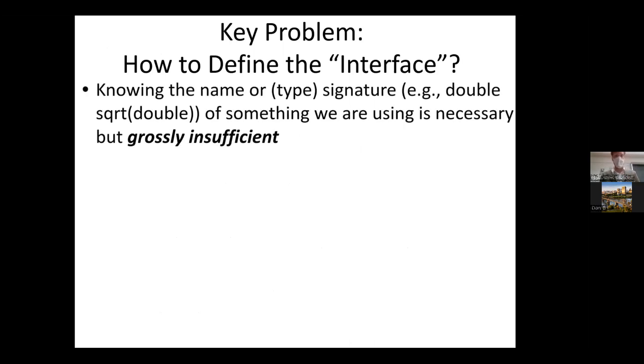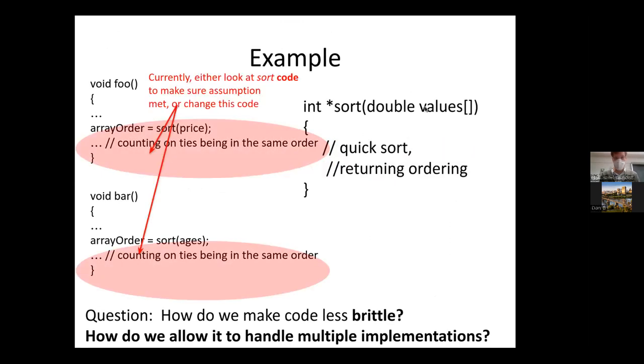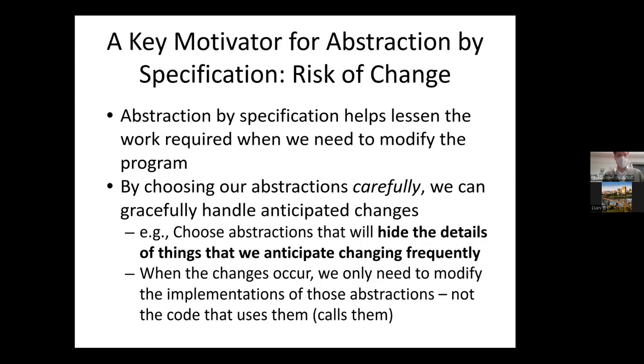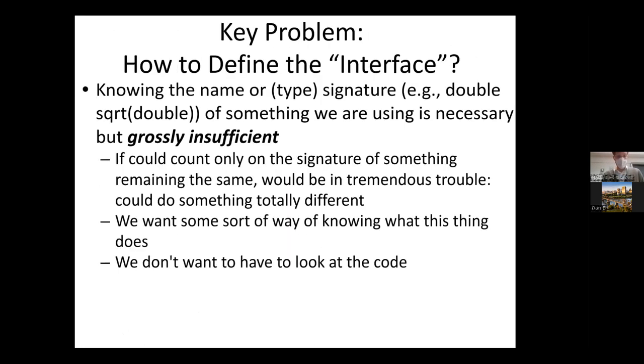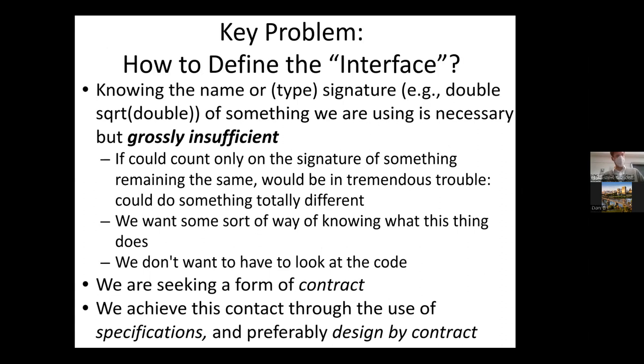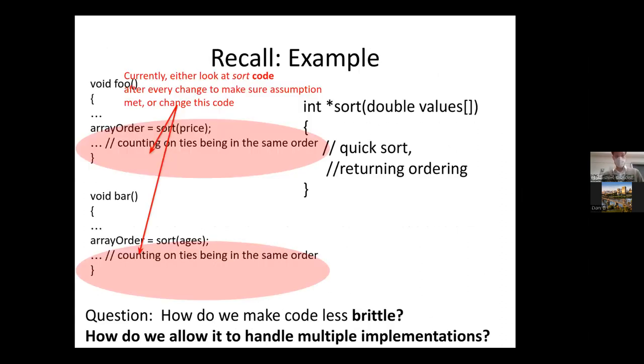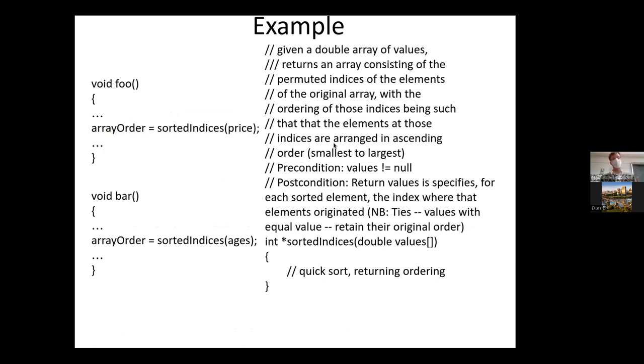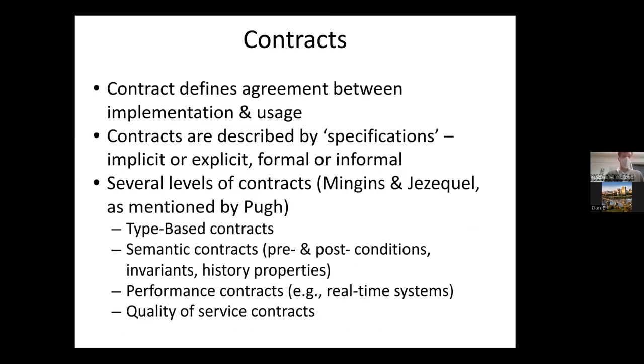Okay, but the key question is, how do we define this contract? How do we define the interface? Just knowing the signature is grossly insufficient. It doesn't tell you what is guaranteed, right? Here we need some way of having a contract in place, some way of having guarantees specified for what this code does. So that we don't have to, every time this evolves, have these folks go look at it and say, did it break it? We need some specification. Now, sometimes this is in English and sometimes it's in a technical language that makes it really precise. I'll talk about that in just a minute, but we need a contract of sorts.